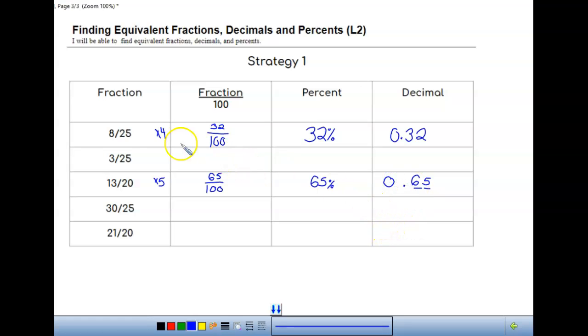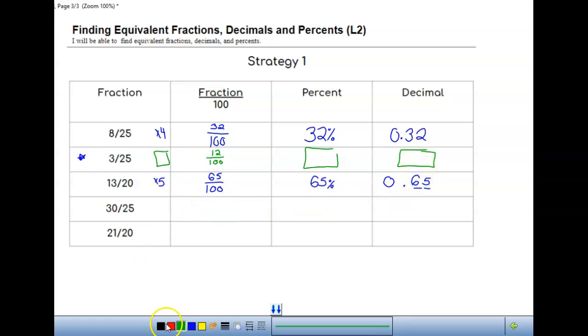All right? Pause the video. Try out this one. So right here you should have the number you would multiply both of them by. And you will have 12 over 100. Okay, and I'm going to be taking a look at what you put as the percent and the decimal. Okay, I'm not grading it for right and wrong, but I need to see what you think it is.